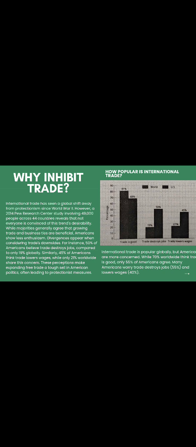International trade is popular globally, but Americans are more concerned. While 70% worldwide think trade is good, only 55% of Americans agree. Many Americans worry trade costs industry jobs, 55%, and lowers wages, 40%.